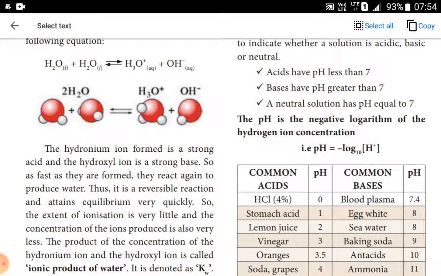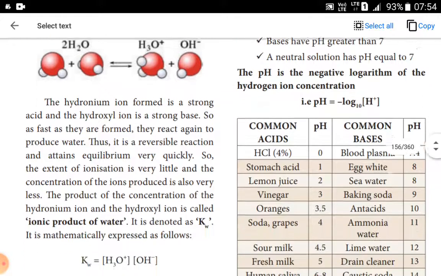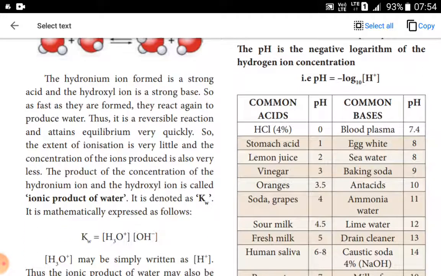The concentration of hydronium ion, H3O plus, times hydroxyl OH minus, this concentration product is the ionic product of water. It is always represented by the symbol Kw, where K means constant and w stands for water. It is mathematically expressed as the product of the ions formed, that is, the hydronium ion and hydroxyl ion. Hydronium ion formula H3O plus, hydroxyl OH minus.